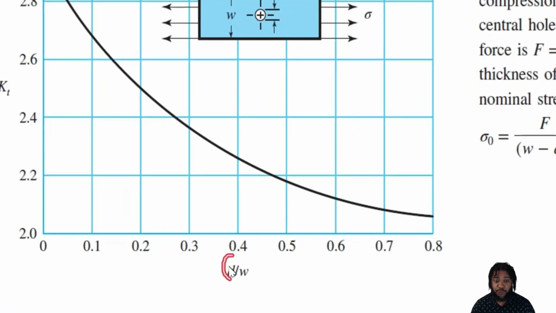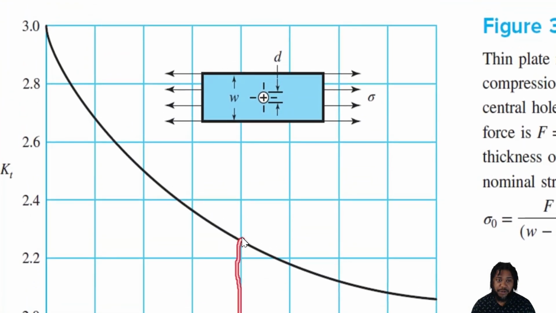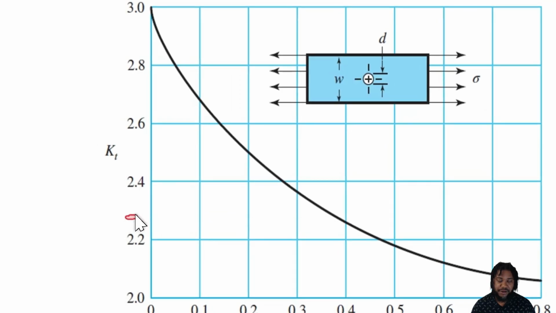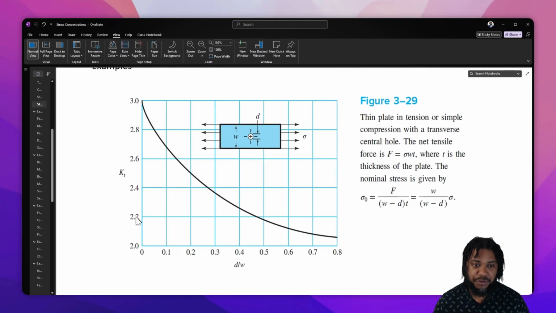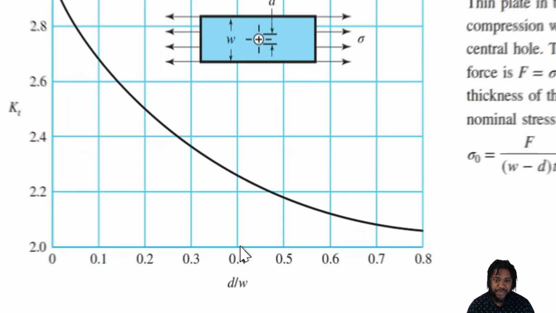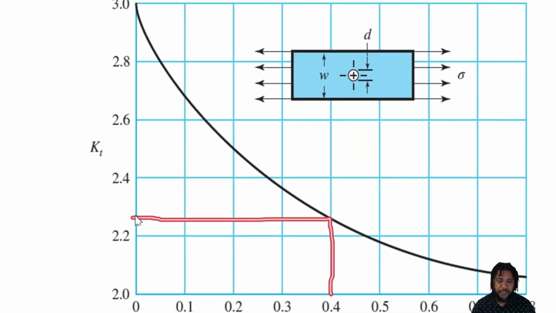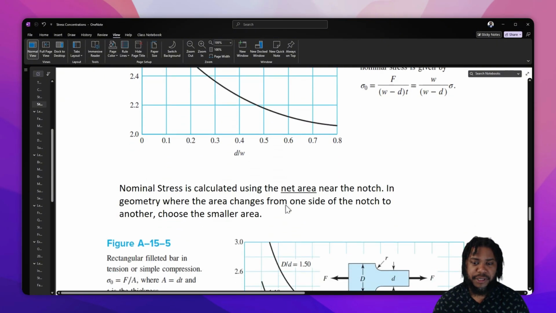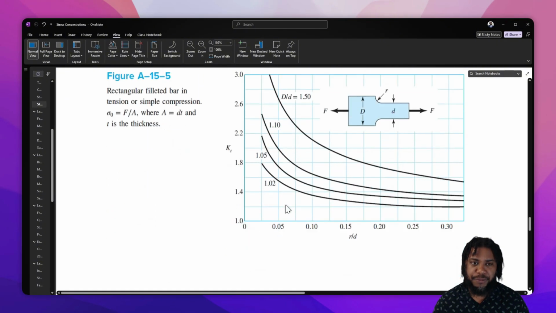So say we have d over W, and we find for our geometry that it's equal to 0.14. Then we go up to the line, then we go over, and then we can estimate our K_T value as being between 2.2 and 2.3. So a pretty good estimation there, right? So let's look at another example, one that maybe is a little bit more challenging.